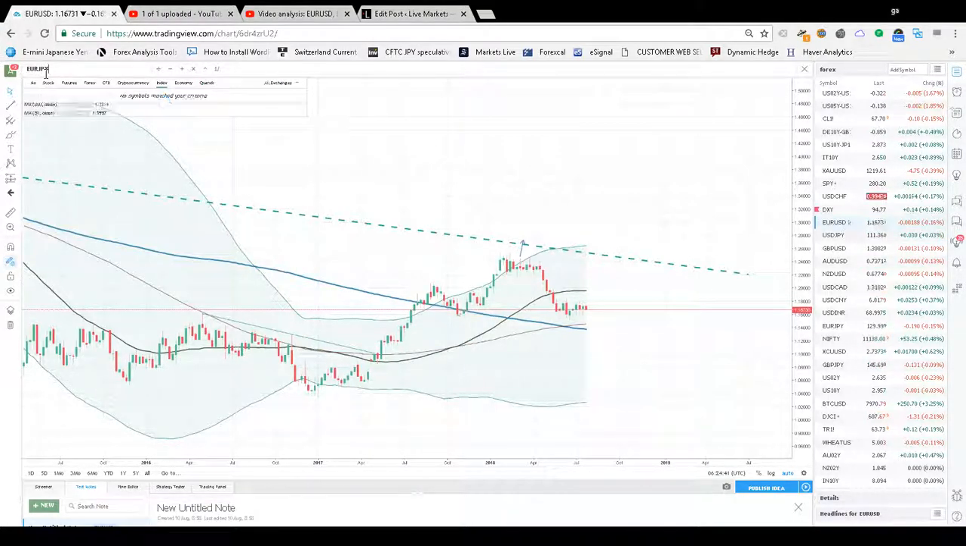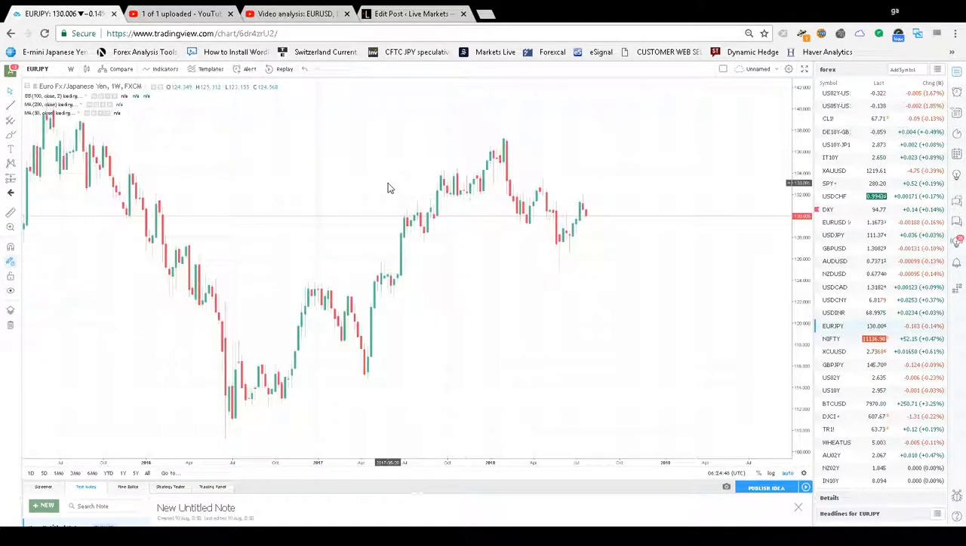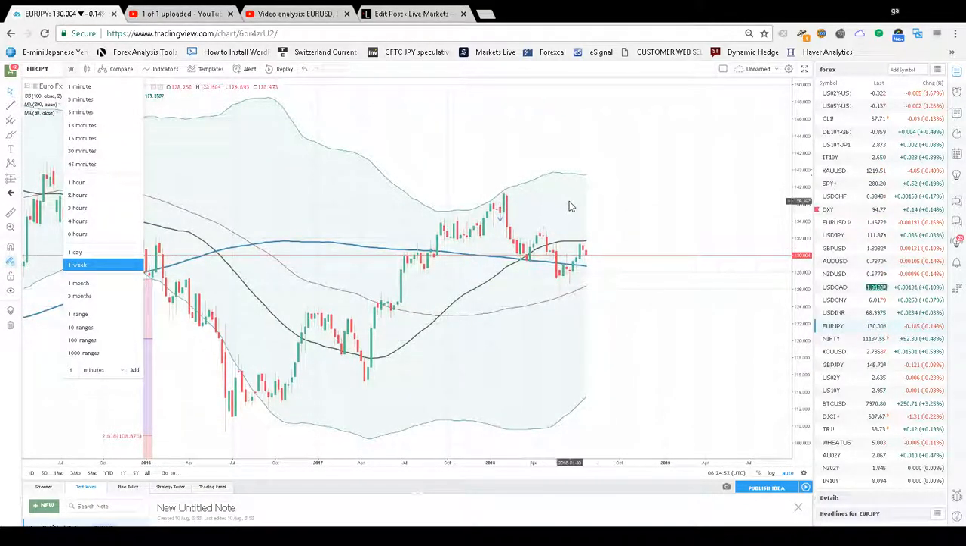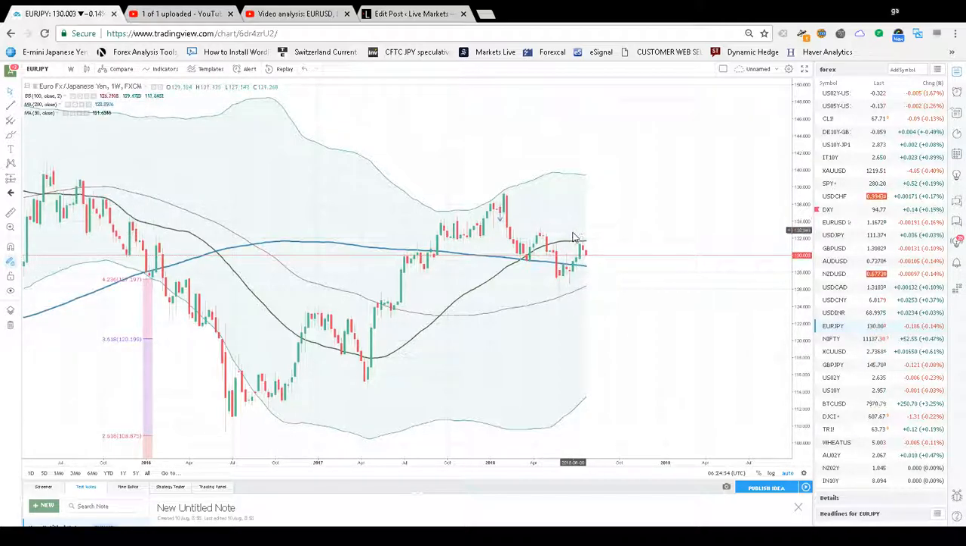A very important pair when you're looking at the euro dollar is the euro JPY. Generally, the euro JPY shows how weak or strong the euro is. Now let's look at the euro with JPY. This is a weekly chart. The euro JPY hit about 132 and then it turned down because there was a big resistance here, which is the 50 weekly moving average.